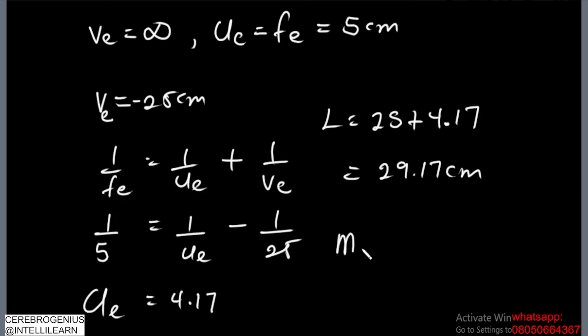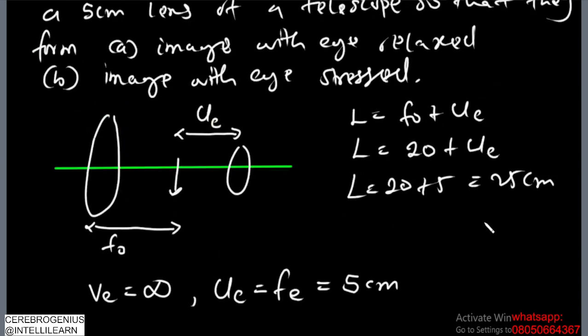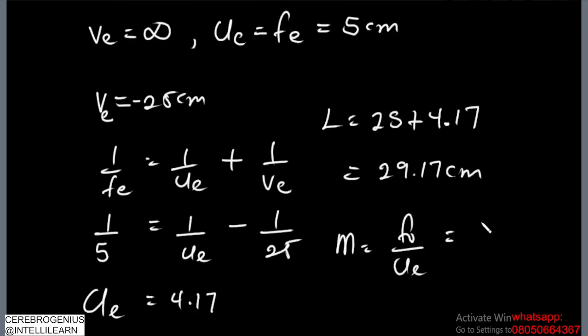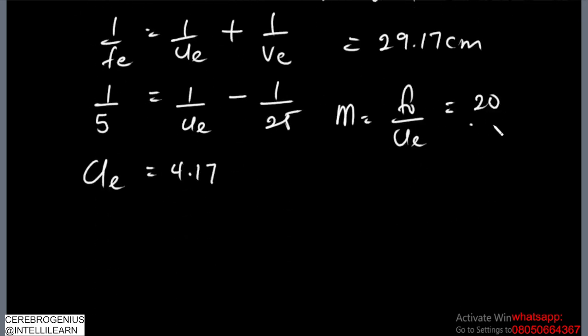The magnification is what? F naught over UE, right? So F naught is what? 20 divided by 4.17. So the magnification is going to be 4.79 or 4.8.